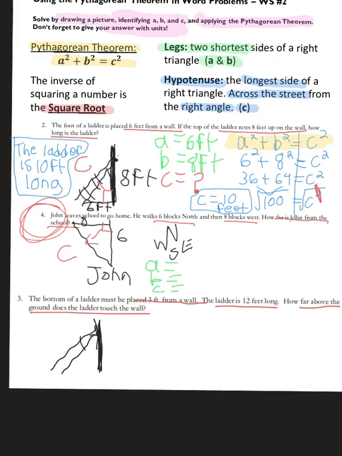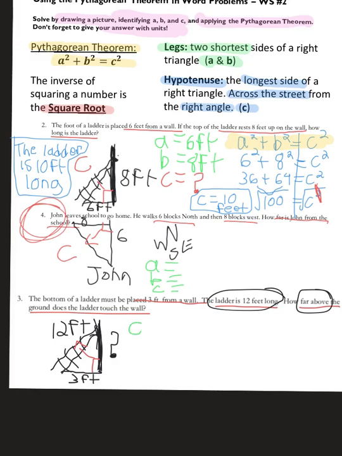Okay, so what information was given? Well, it said the ladder is 3 feet away from the wall. It's placed 3 feet from the wall. So here's the 3 feet. It said the ladder is 12 feet long. So here's the 12 feet. Now we want to know how far above the ground does the ladder touch the wall. So we're missing a side length, okay? So we're not missing the hypotenuse this time because remember the hypotenuse is across the street from a right angle. So we're not missing the hypotenuse.